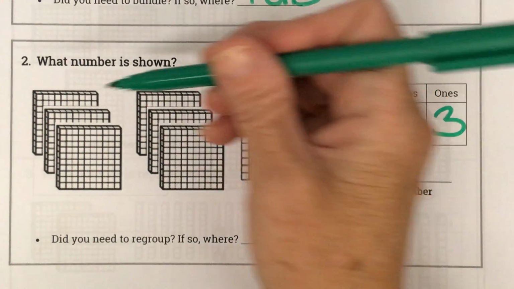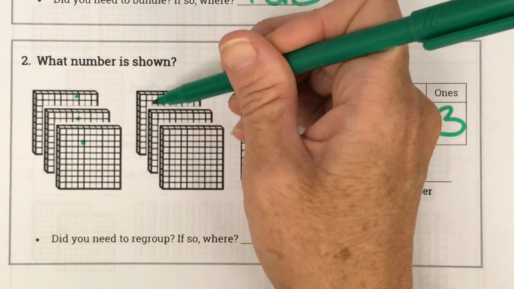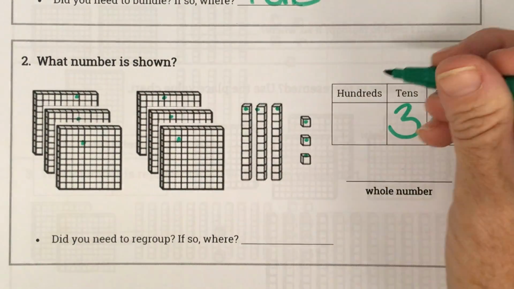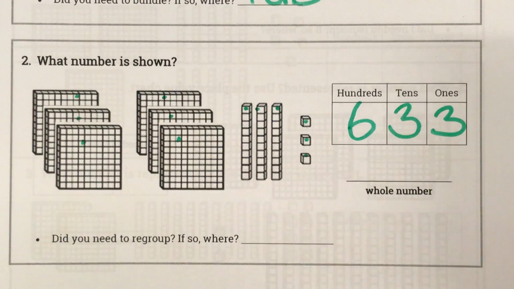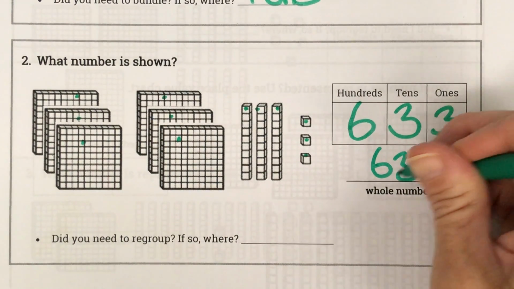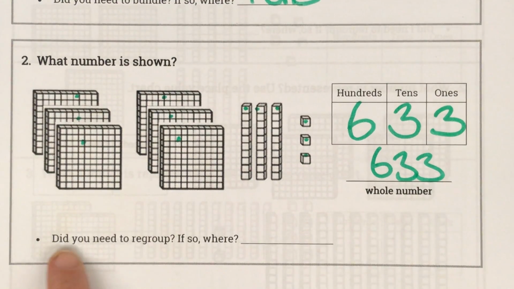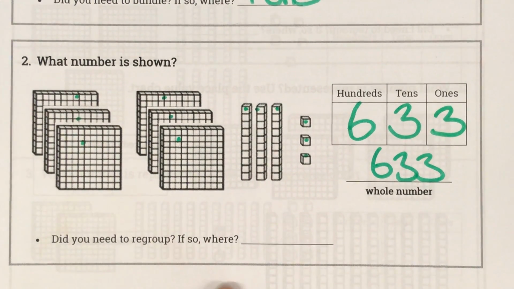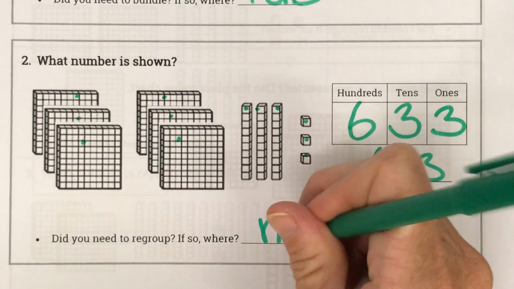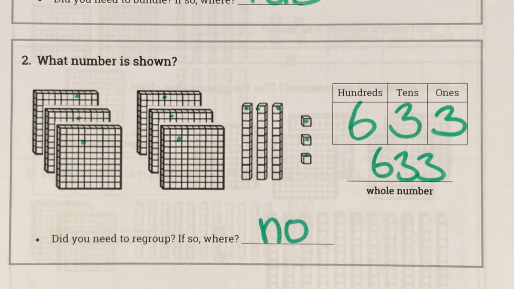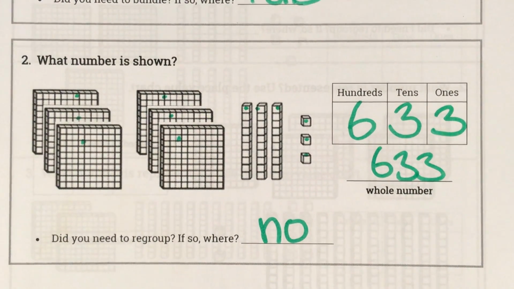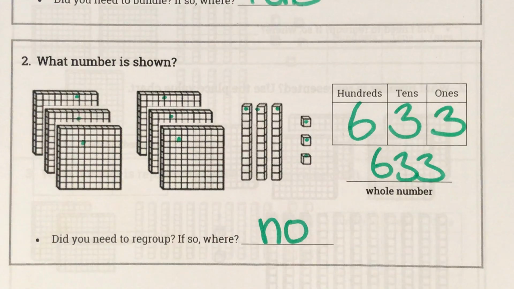And let's count our hundreds. 1, 2, 3, 4, 5, 6. So we have 6. So our answer is 633. And then our question says, did you need to regroup? If so, where? No, we did not regroup at all. We did not have to do any bundling because we never had 10 or more.